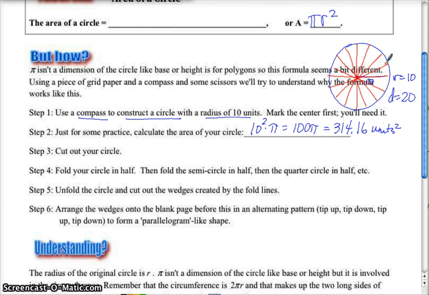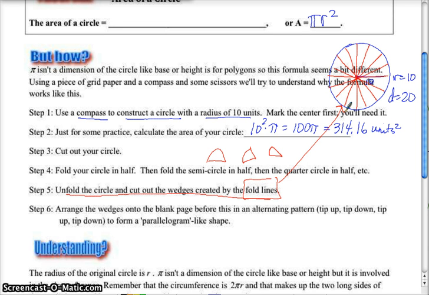So it looks something like that. You fold it in half so it looks like this, and then you fold it in half so it looks like that, and then you fold it in half so it's an even smaller piece like that, and then unfold your circle, and you should have fold lines everywhere like the red lines you see up here.